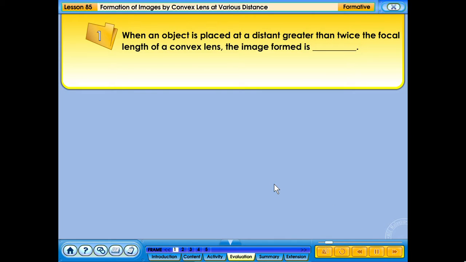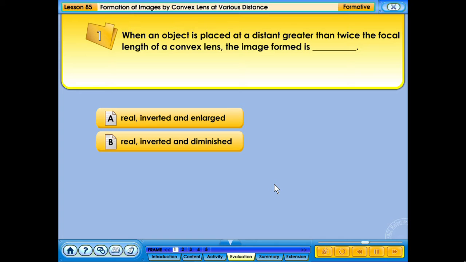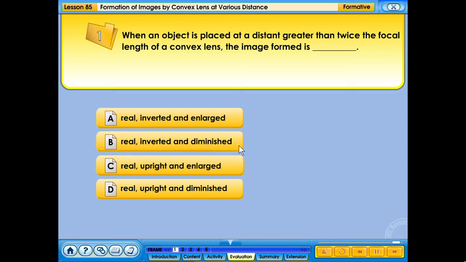When an object is placed at a distance greater than twice the focal length of a convex lens, the image formed is A. Real, inverted and enlarged. B. Real, inverted and diminished. C. Real, upright and enlarged. D. Real, upright and diminished. Your answer is correct.